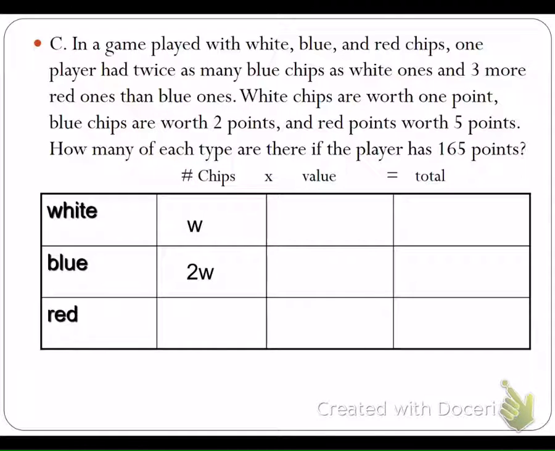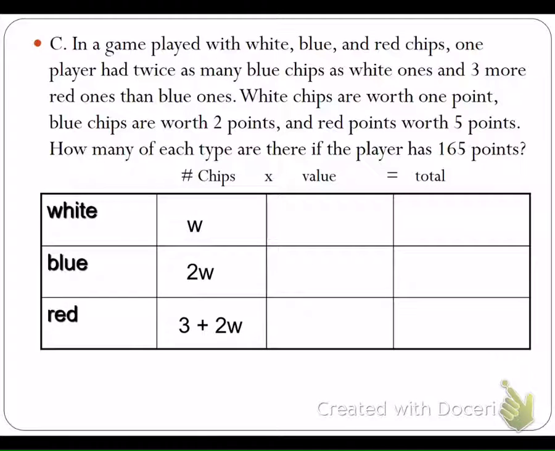Here's where it gets really fun. 3 more red ones than blue ones. So 2W plus 3. Yes, you can still take it back in terms of W. We just use this instead of blue. Because 5W would be 5 times as many as the white. They're not like terms.